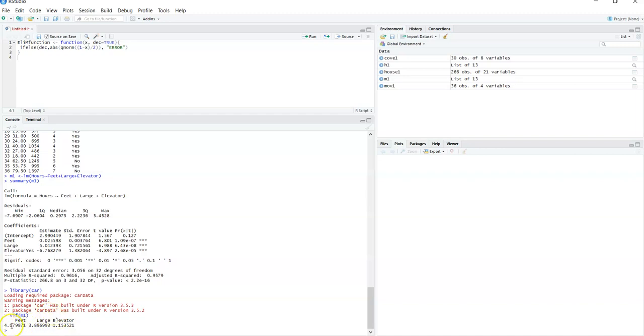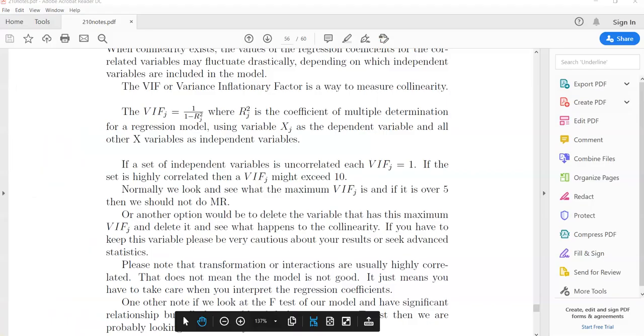That's actually not the correlation, but it's 1 over 1 minus the r squared of that. I've got to be very clear in my language about what I'm saying. It might actually be easier right now to just look at the definition straight up. So again, the variance inflation factor is a way to measure collinearity.